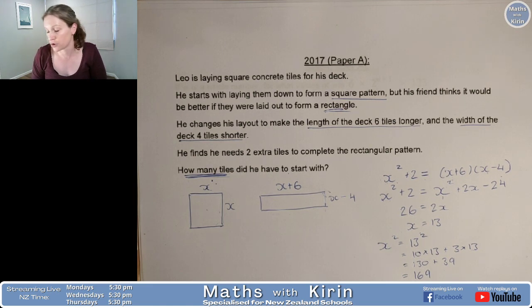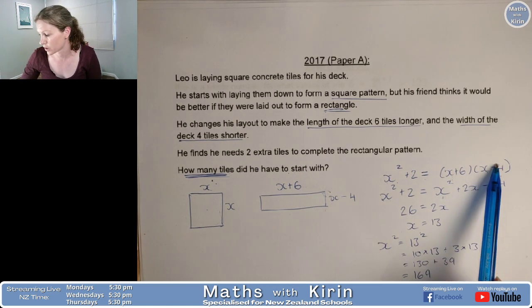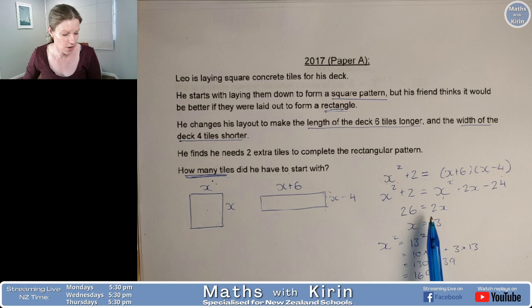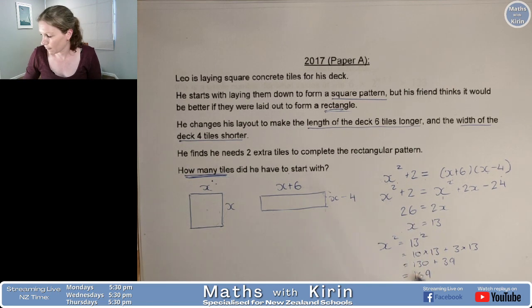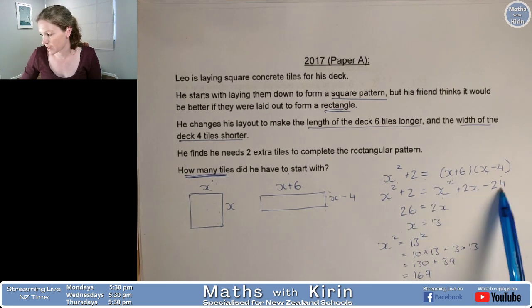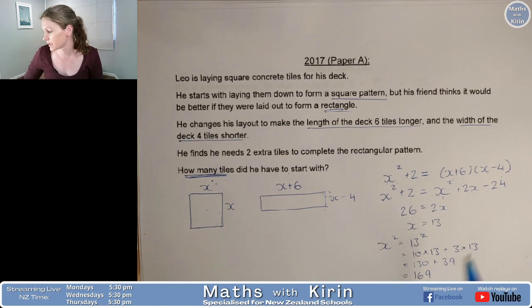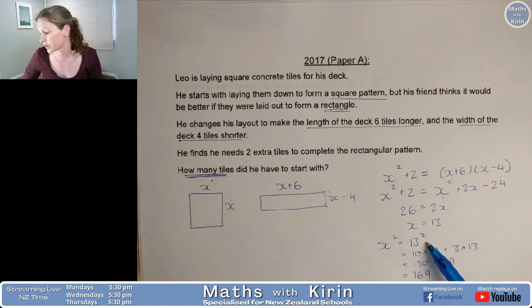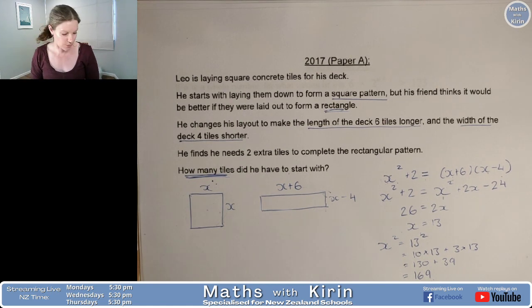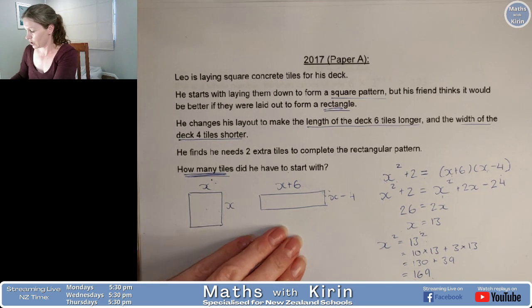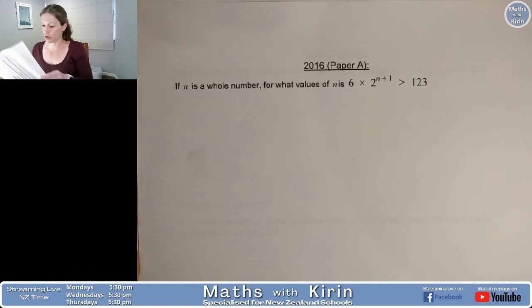For Merit, you need to do 2 of those things. So set up your equation and get to your linear, the 26 equals 2x, or set up your equation and expand this and simplify it, that kind of stuff for Merit. And then for Excellence, you get all the way through, so you'll need to find your x, and you also need to find the number of tiles that they're asking for. 169 tiles to start with. Cool.